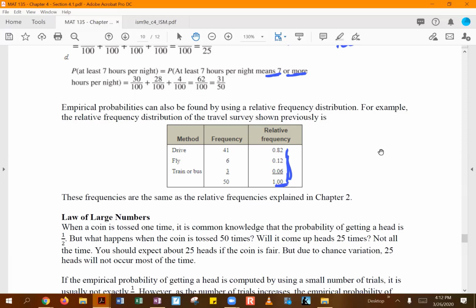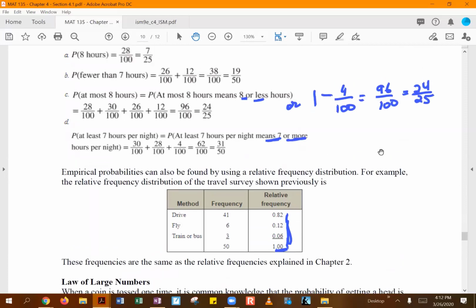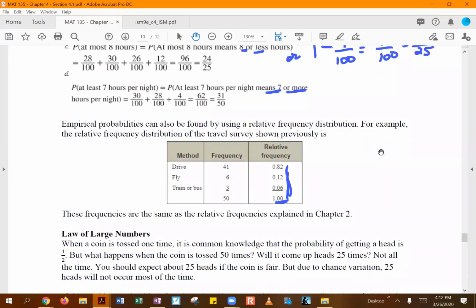Okay, so just kind of keep those probability rules in mind that we had looked at. And then they are saying these frequencies are the same as the relative frequencies we talked about in chapter 2. Remember when we were looking at our histograms, frequency polygons, and ogives, we had talked about relative frequencies, so that's the same discussion.